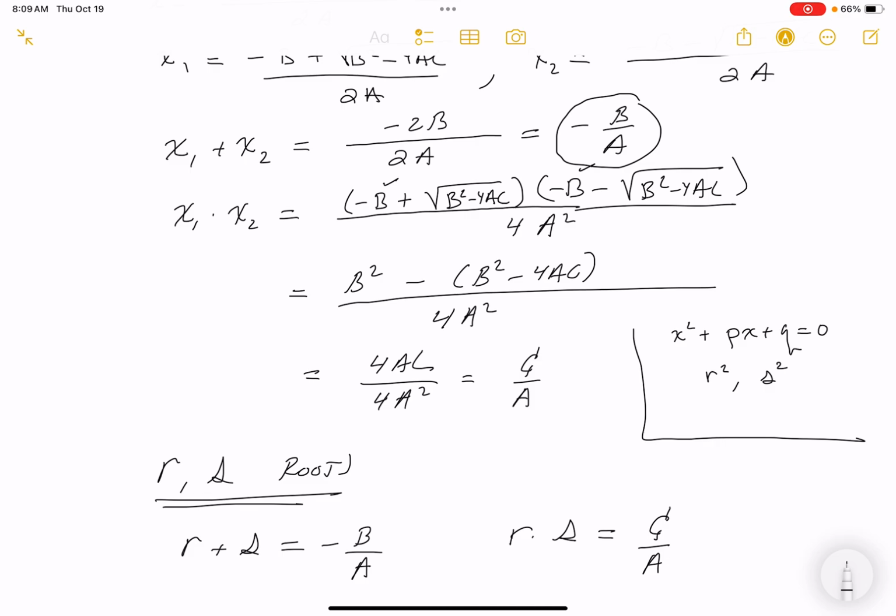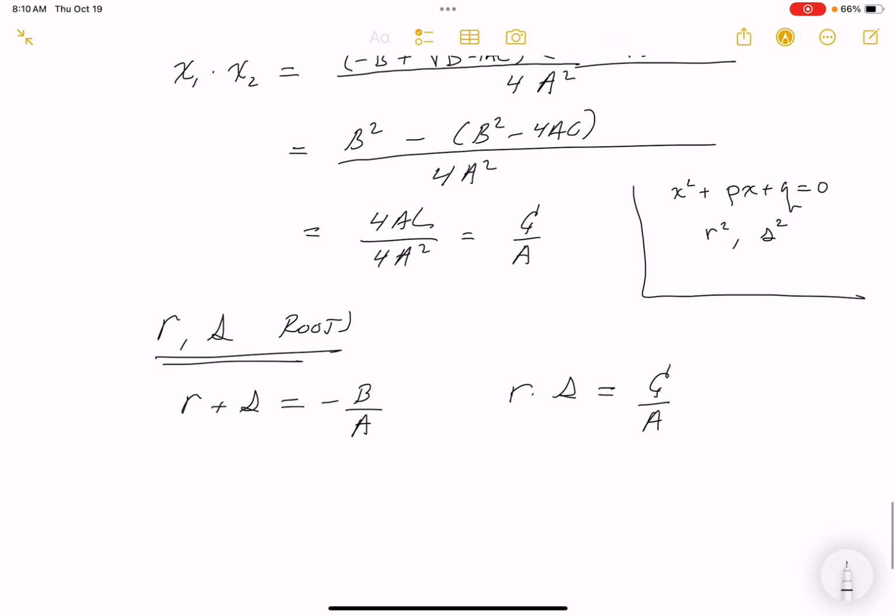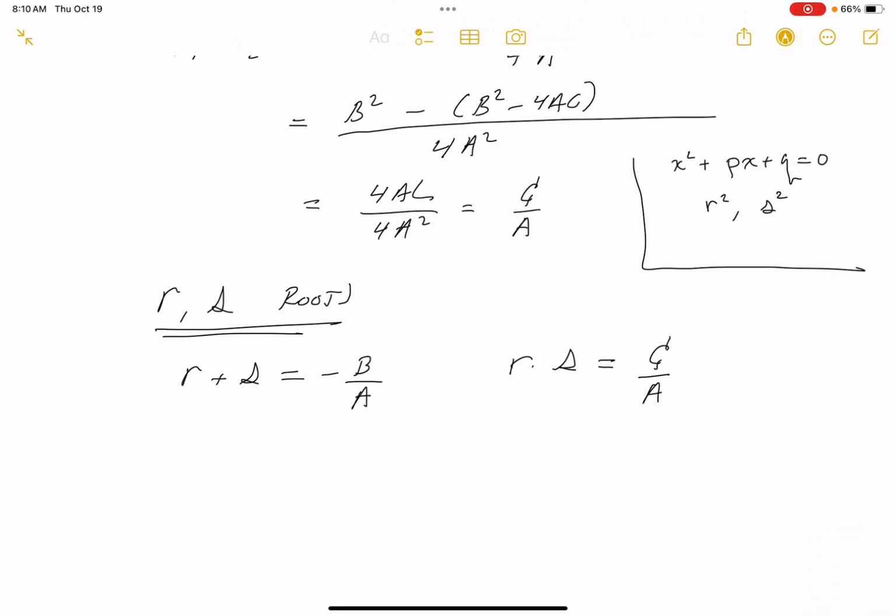So what I want to do is maybe just write this down. That's just another equation, by the way, and they have r squared and s squared here. What I'm going to do is maybe just square this and see what happens. So r squared plus s squared plus 2rs would equal b squared over a squared.